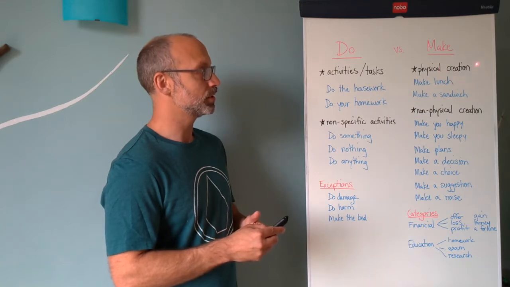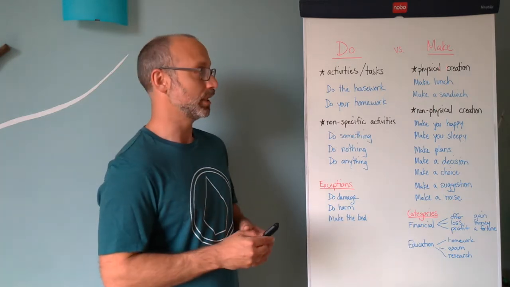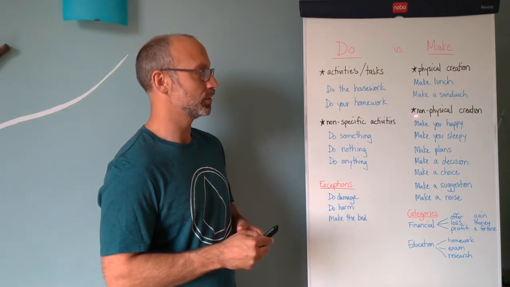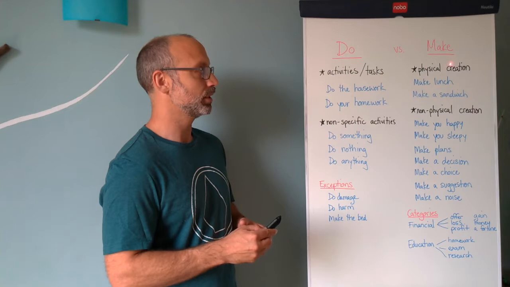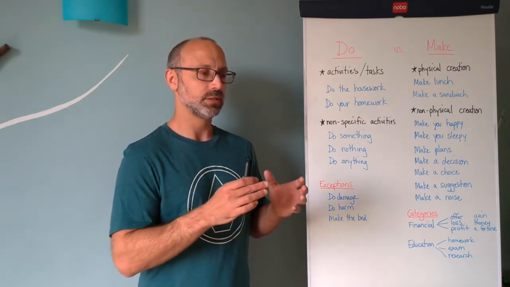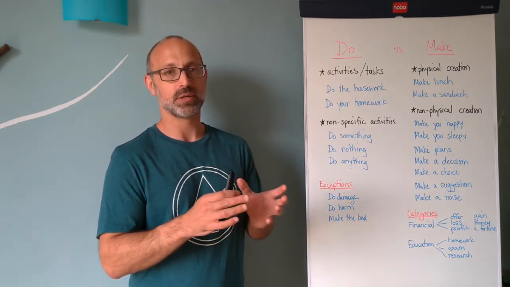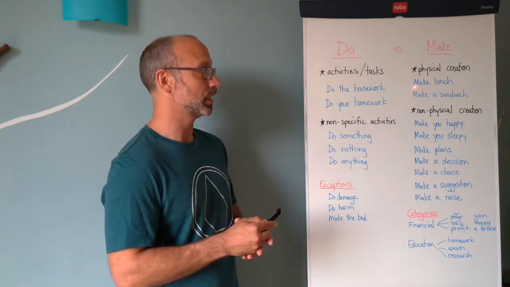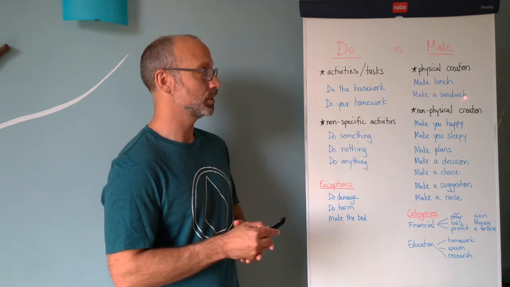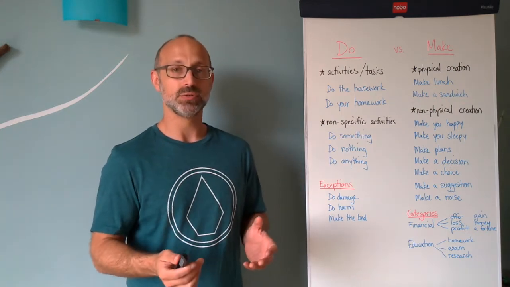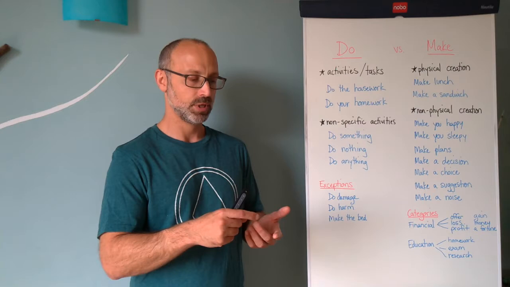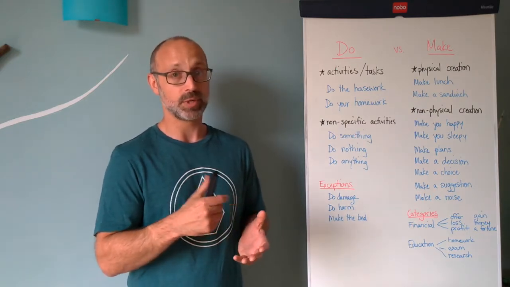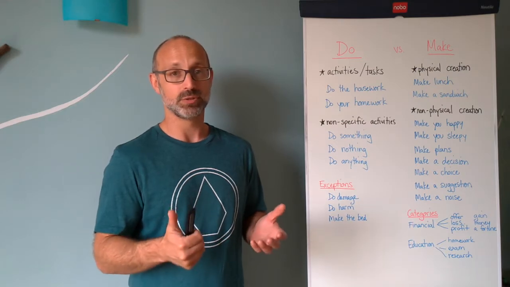Make always involves this concept of creation. As you can see here, we have physical creation and non-physical creation. So this idea of creation, it doesn't exist, but then somehow it does. It's created. And this can be physical, like make lunch, make a sandwich, just about anything that you do in the kitchen. For example, to make lunch, make dinner, make dessert, make a snack, make a cake, make a pie. All of these are used with make.